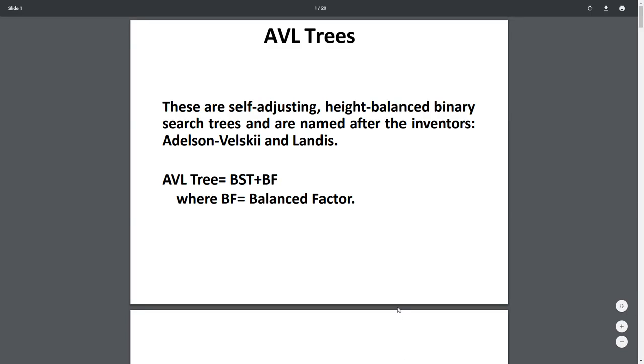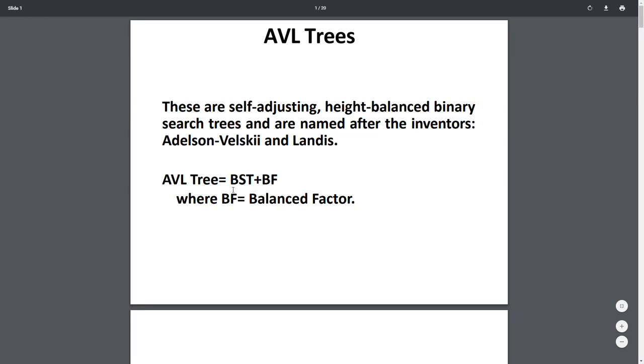Hello friends, today we discuss AVL tree. What is AVL tree? It's a binary search tree with balance factor. Now there is no full form of AVL tree. Its name is in honor of its inventors: A for Adelson, V for Velsky and L for Landis.